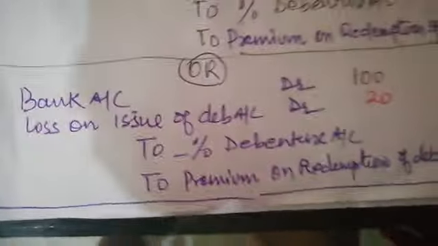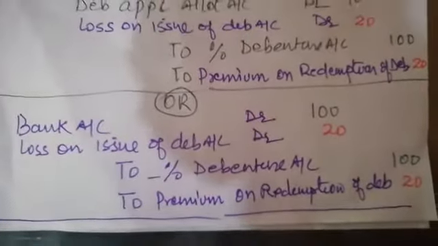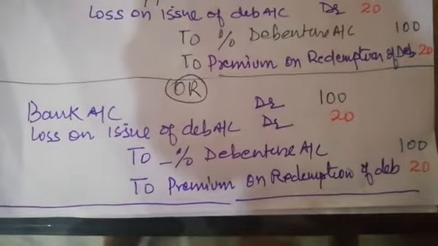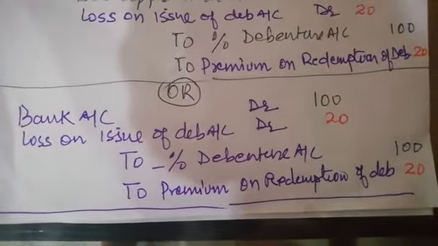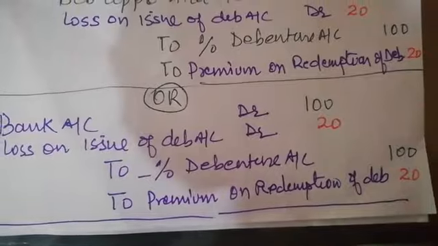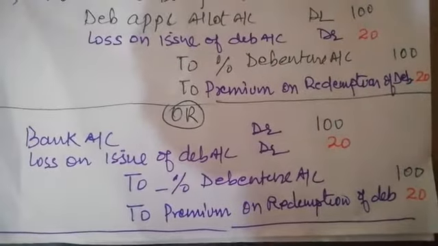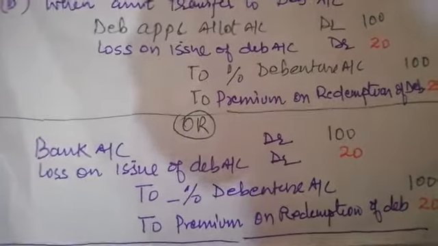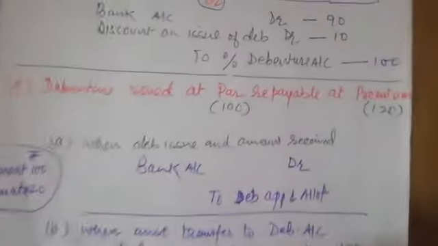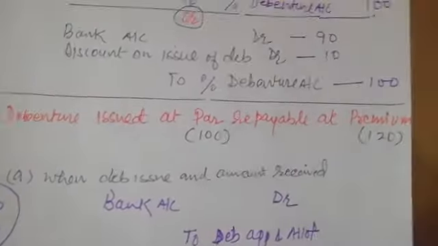Then if we go with the single entry of this transaction, the entry will be: Bank Account debit, Loss on Issue of Debentures Account debit, to 2% Debentures, to Premium on Redemption of Debentures. Okay, so this is the entry for the fourth condition, when the debenture is issued at par and repayable at premium.